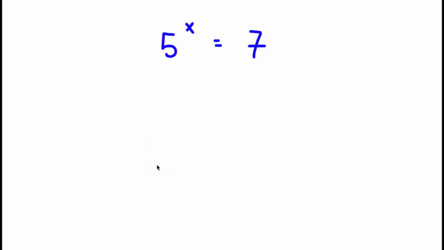Alright, so in this problem I have 5 to the power of x is equal to 7. So the first thing I'm going to do is I'm going to take the log on both sides. So now I have log 5 to the power of x is equal to log 7.